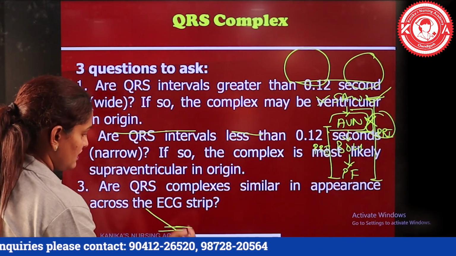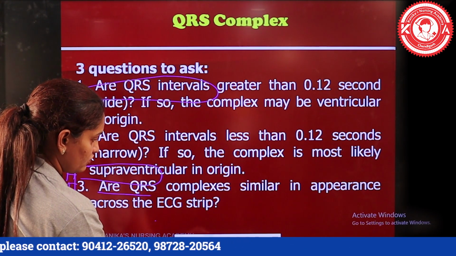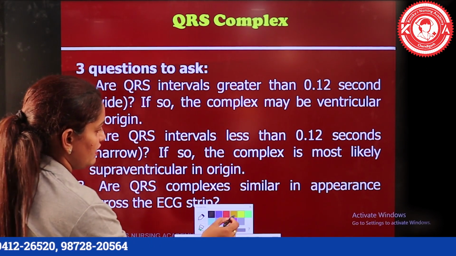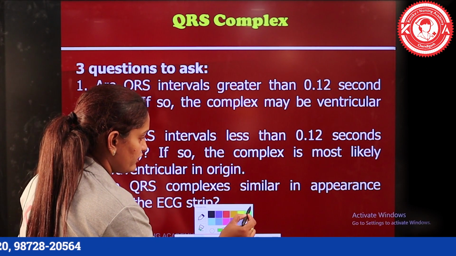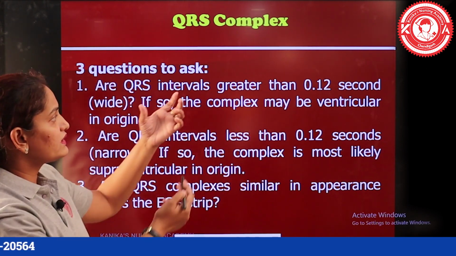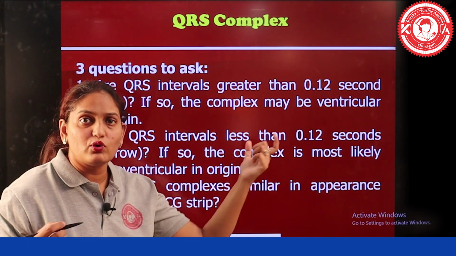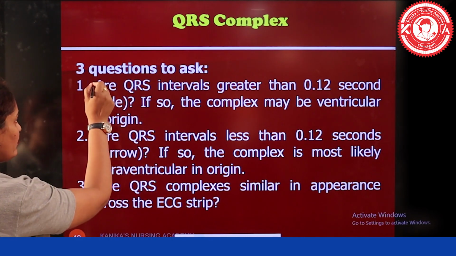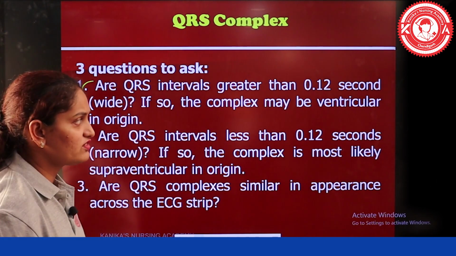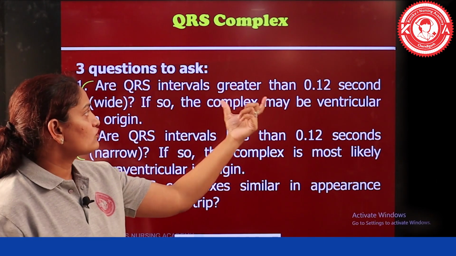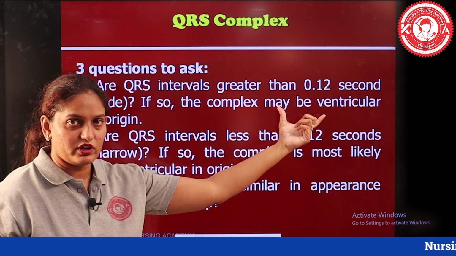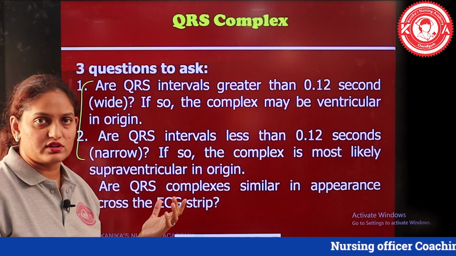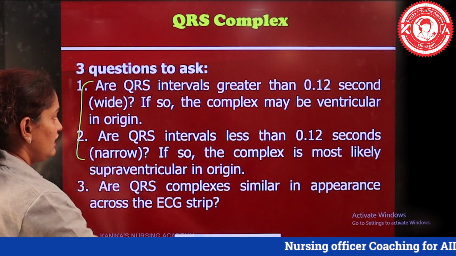Moving further to the last question, of the QRS complex. Here, first of all we need to just remember that the normal time period is less than 0.12 seconds, or less than 3 small squares. So the first two questions are again related to this time period only: whether the QRS complex is greater than 0.12, or if it is less than even 2 small squares. So what could be the reason?